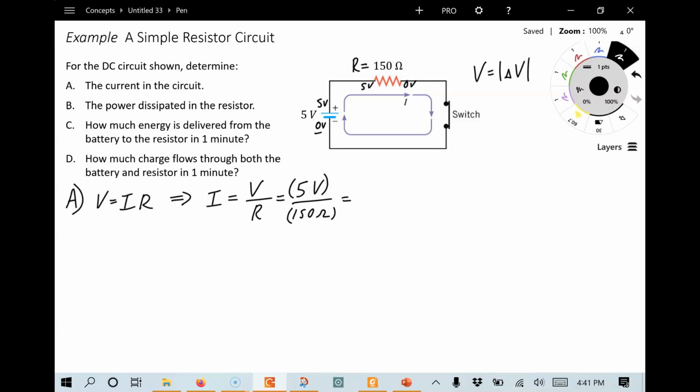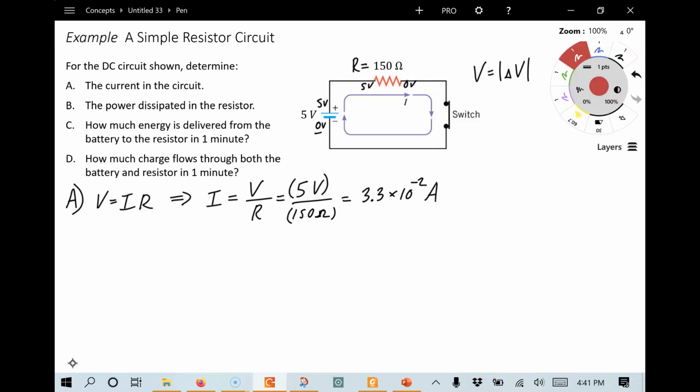This comes out to 3.3 times 10 to the minus second. Amps are the units that we should be getting in this case. Now there's a lot of new units sometimes in these chapters, electricity, magnetism, so you want to be sure that you know what the SI units are for each of these. This is an omega. And that way you'll get your answers in the right units.